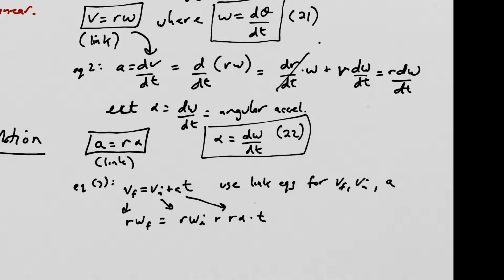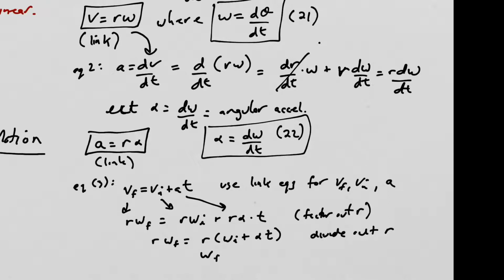Well, this is very interesting because we can factor out an r, which is in common in each term, and we have r omega final is equal to r times omega initial plus alpha t, and divide out the r, and we get left with omega final is omega initial plus alpha t. And we see that this is a rotational analog which looks just like equation 3, but only where each of the linear quantities are replaced by angular quantities. And so we call this equation 23.